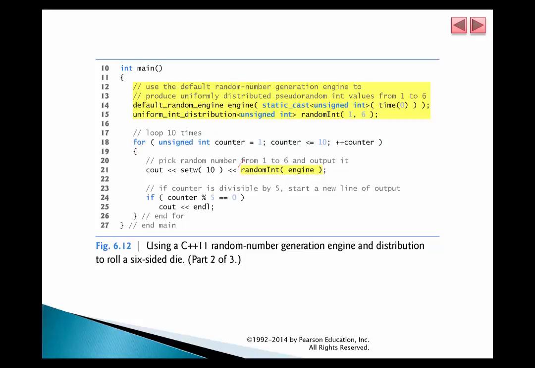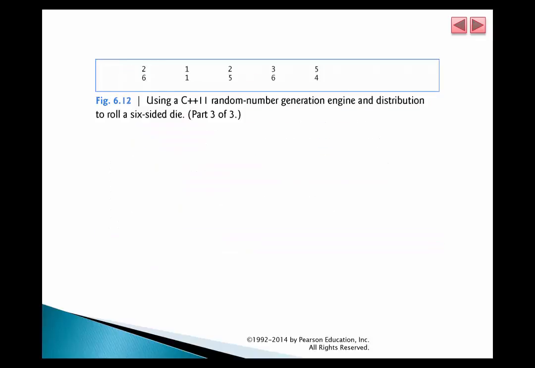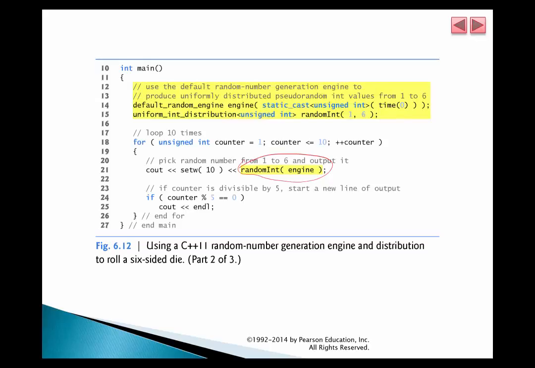See, this is now calling a function called random int. And where is it? Cast. Oh, okay. I'm going to skip that.